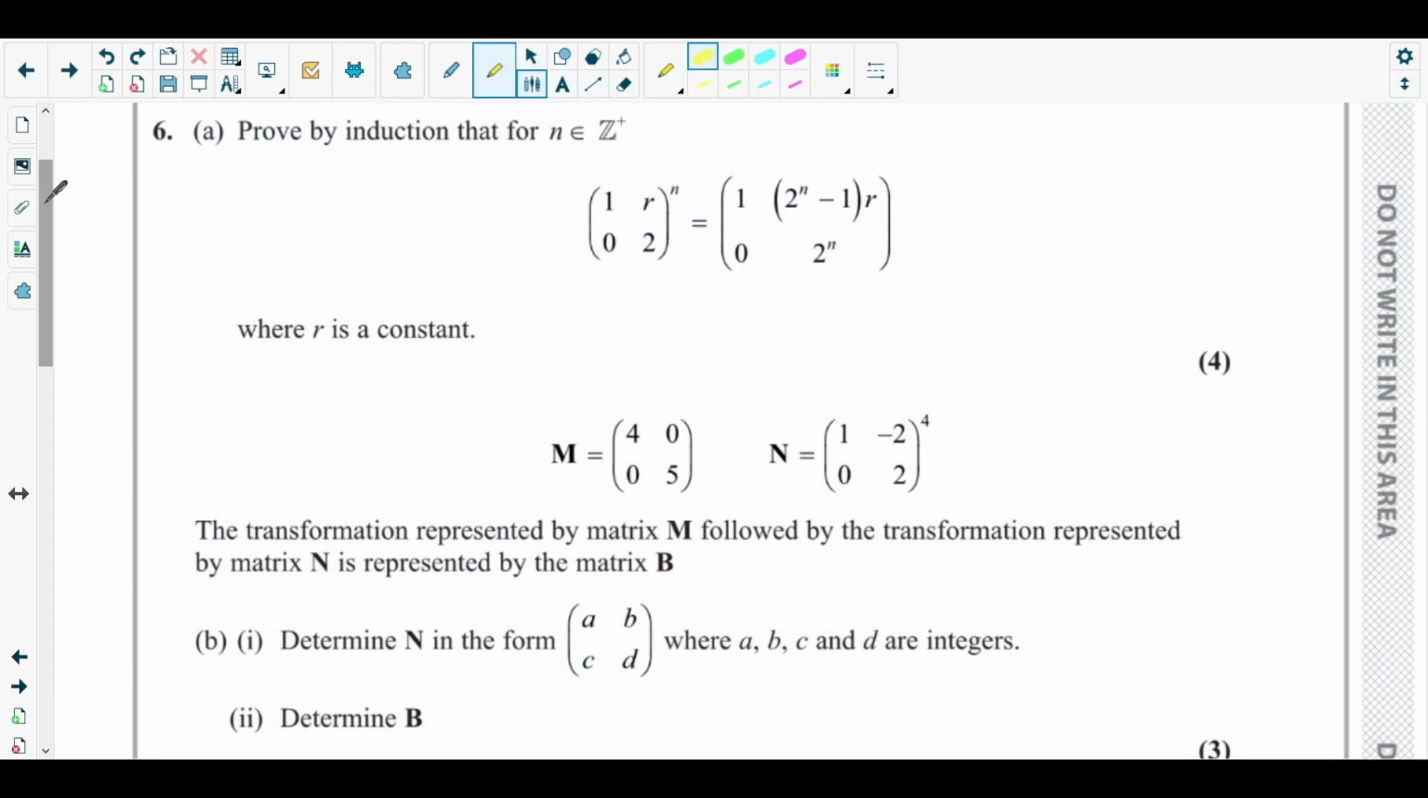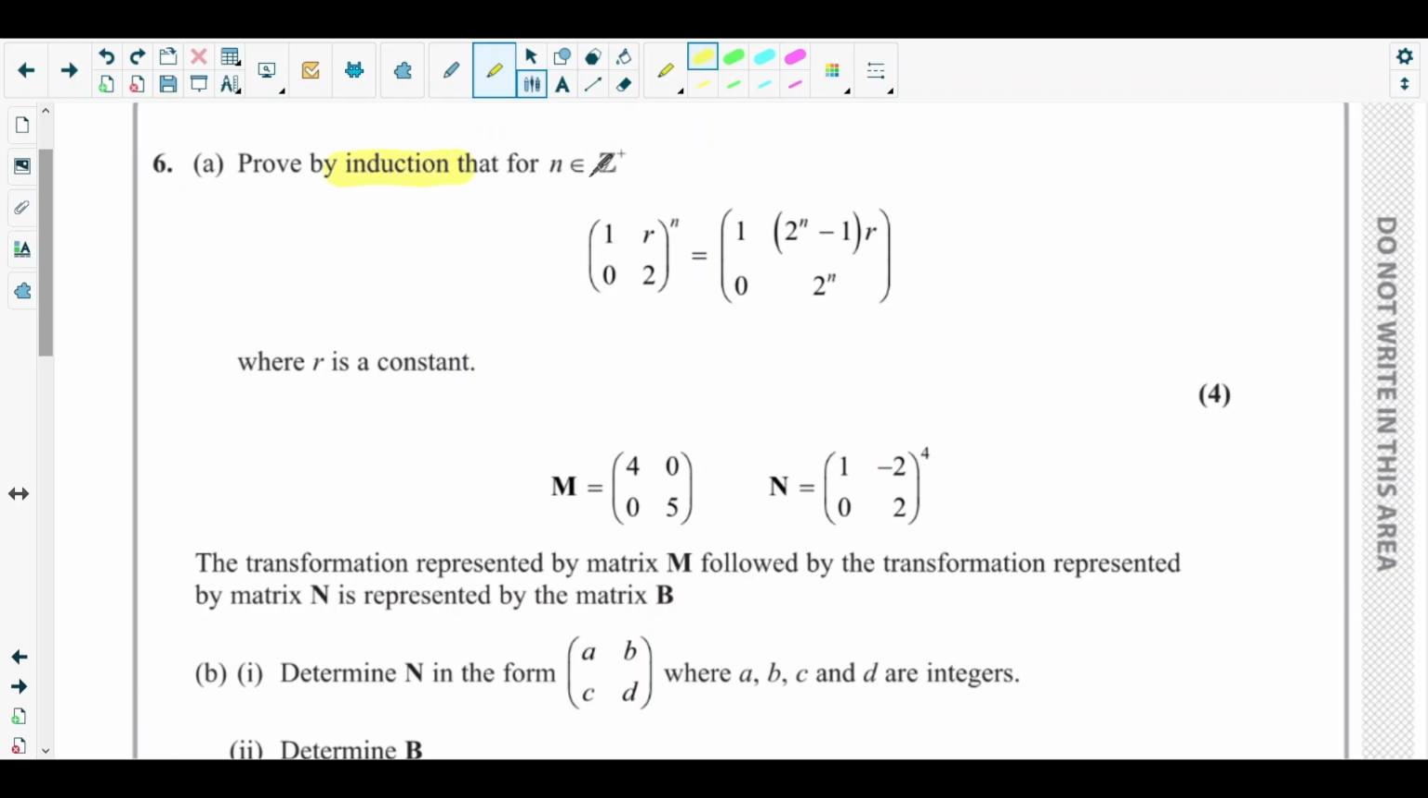So here the question is asking to prove by induction that for n, an element of the positive integers, the matrix (1 r; 0 2) to the power n, that's the left hand side, equals (1 2^n - 1 r; 0 2^n), that's the right hand side. So basically this is a 2 by 2 matrix, where r is a constant. We need to show that the matrix on the left hand side is equal to the matrix on the right hand side. So we have to prove by the induction method.